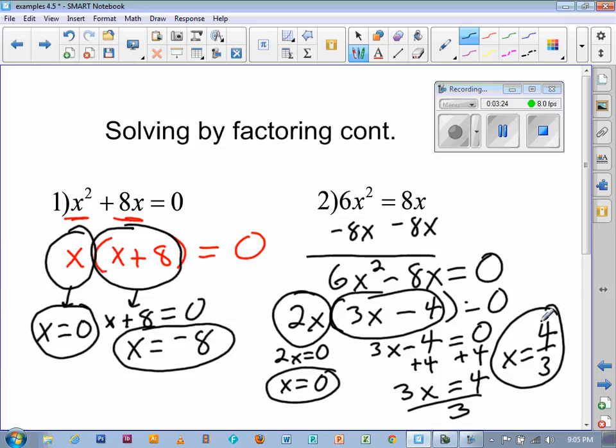And again, much more efficient than graphing with a calculator, but this technique, the factoring out the GCF, only works when you have no C term. And so you can look for GCF if that happens.